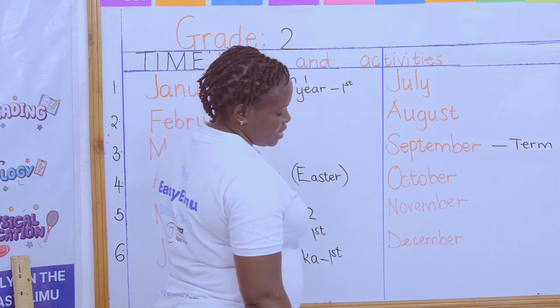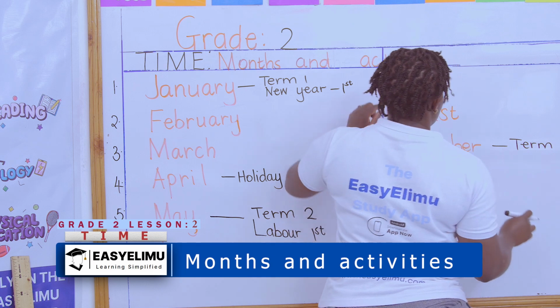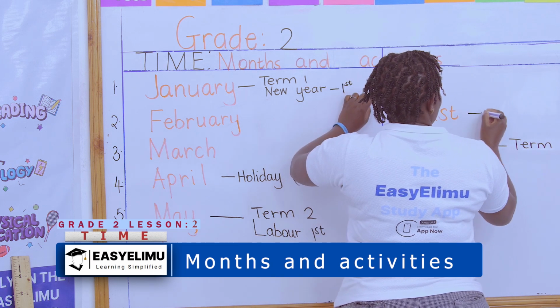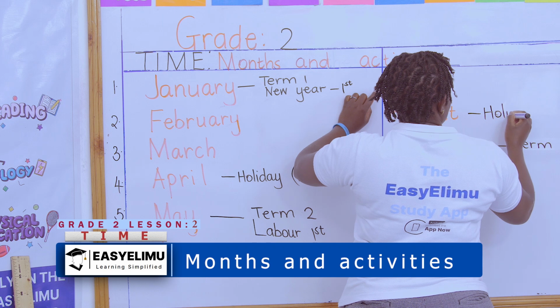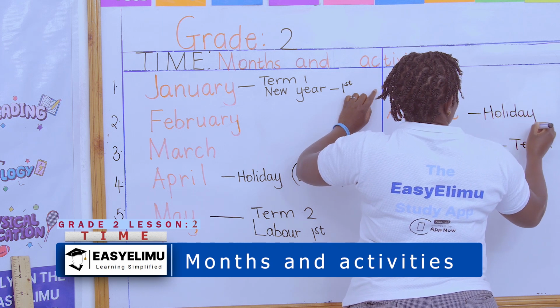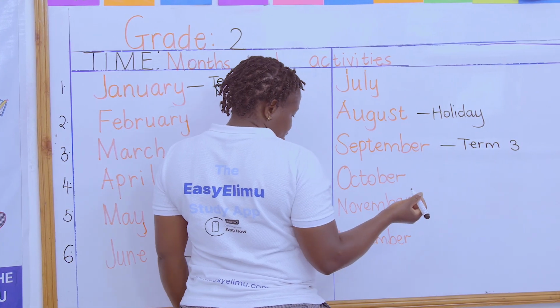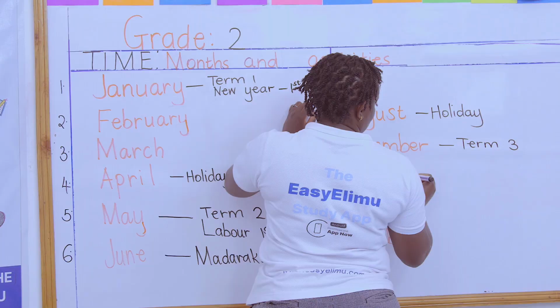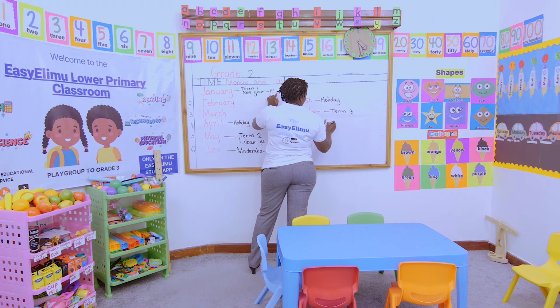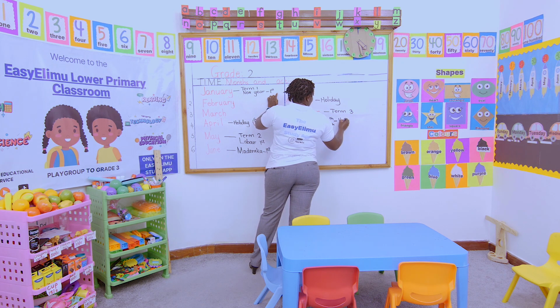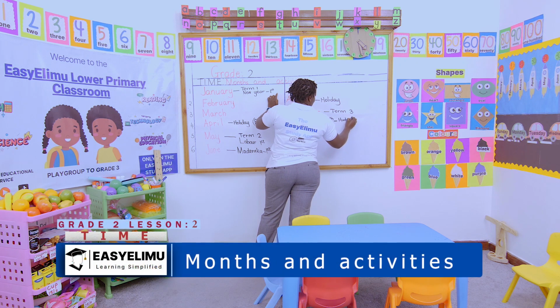Then we come to July, nothing more. August, September. August, we have a holiday. That is when we break for August holidays. We rest from school. Then September, we start term 3. Then we go to October. October, we have a holiday, and this one we have the 10th and the 20th. The 10th one is called Huduma Day, and the 20th one is what we call Mashujaa Day.